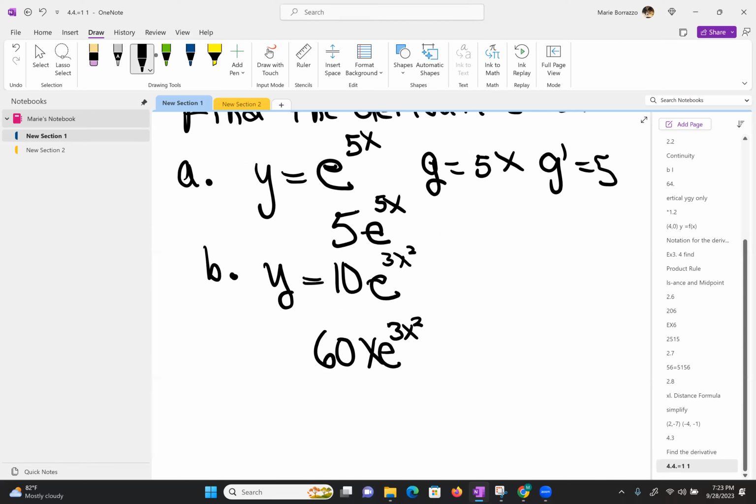So remember, this is 10 times e raised to the 3x squared. And the derivative of 3x squared is simply 6x. That's why this is your answer.